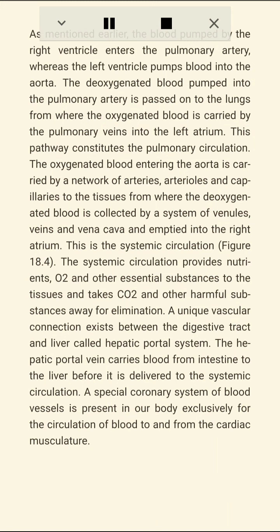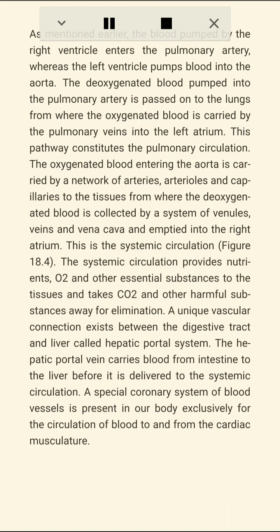A unique vascular connection exists between the digestive tract and liver, called hepatic portal system. The hepatic portal vein carries blood from intestine to the liver before it is delivered to the systemic circulation. A special coronary system of blood vessels is present in our body exclusively for the circulation of blood to and from the cardiac musculature. Figure 18.4 Schematic plan of blood circulation in human.